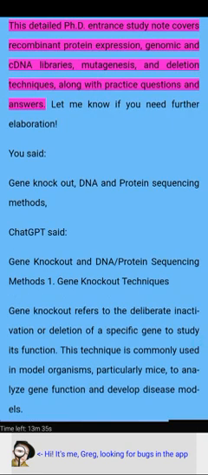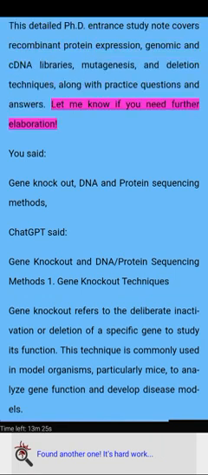This detailed PhD entrance study note covers recombinant protein expression, genomic and cDNA libraries, mutagenesis, and deletion techniques, along with practice questions and answers. Let me know if you need further elaboration.